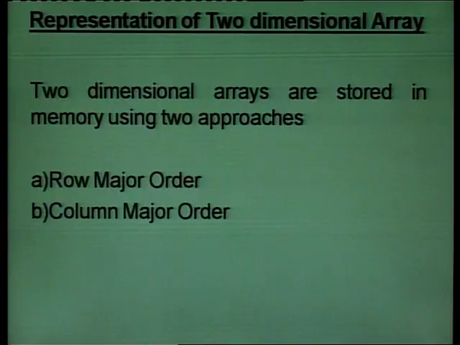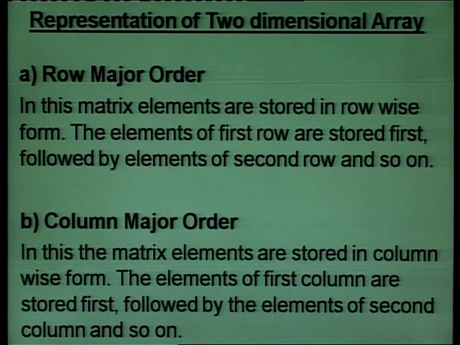For the array, it should be stored in a continuous memory location. Besides that, there are two different approaches for that. The first one is row major order and the second one is column major order. Now we discuss both of them.